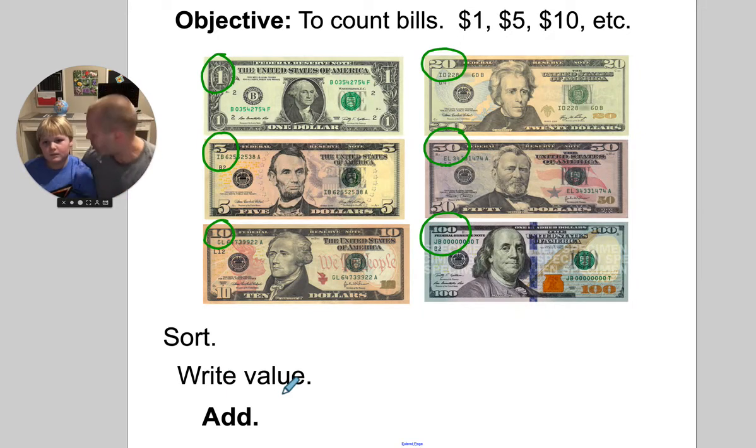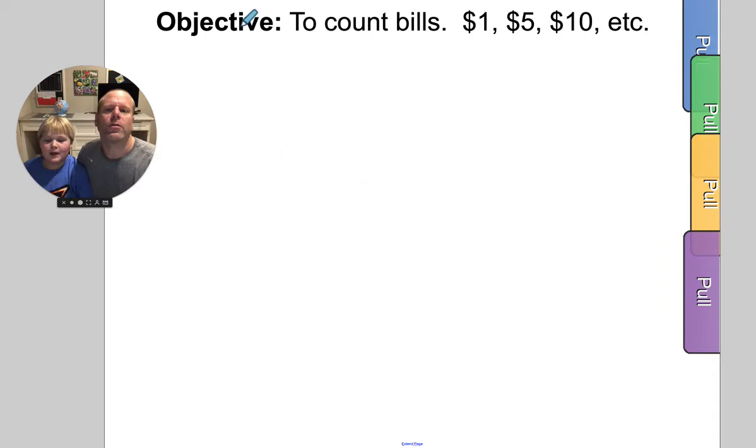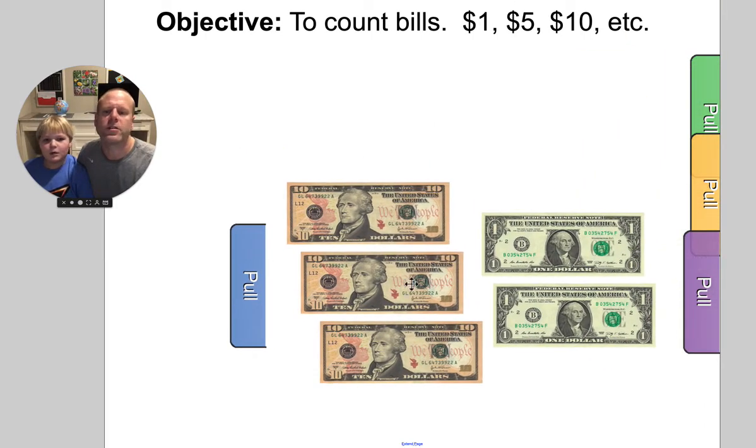So let's show them a couple. Let's show them some money. Show me the money. Here we go. Remember, our objective is to count bills. Here's our first. Look at this.